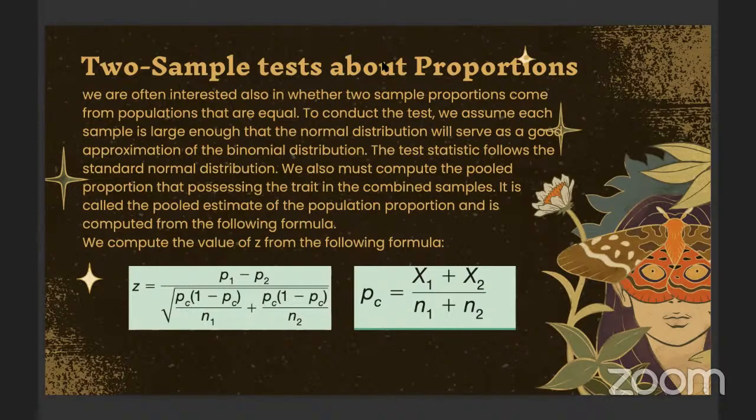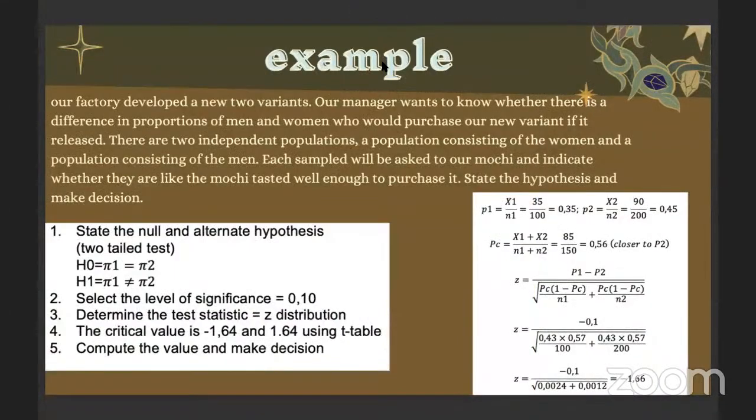To compute the value of z, the formula is p1 minus p2 divided by the square root of pc times (1 minus pc) divided by n1, plus pc times (1 minus pc) once again divided by n2. And for the example, our factory developed two new variants of mochi. Our manager wants to know whether there is a difference in the proportion of men and women who would purchase our new variant if it were released to the market.